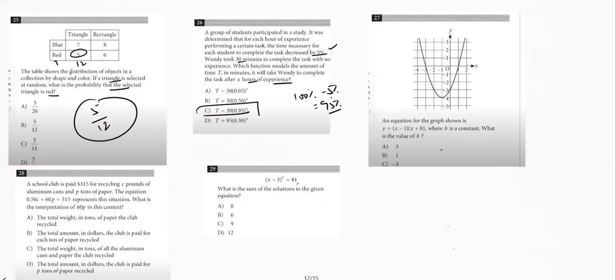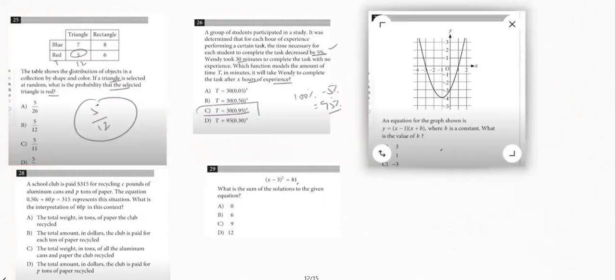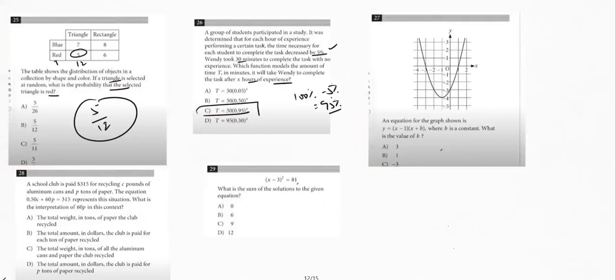Next, an equation for the graph shown is y equals (x minus 1)(x plus b). Now, if you have a look at it, x minus 1, and the cut is coming at x equals 1. This is positive 1. Now the other one is x plus b equals, it is coming at what?